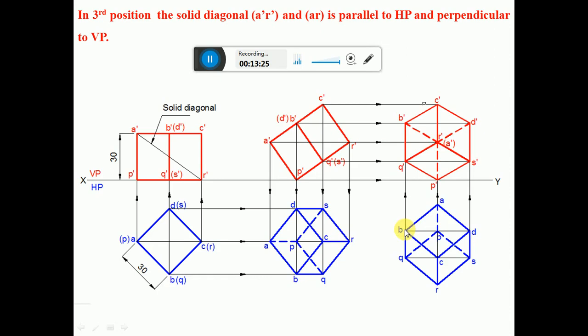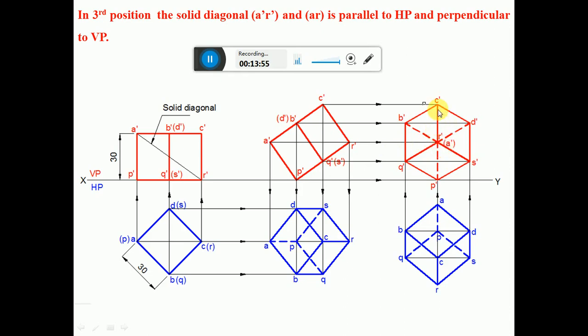Similarly, draw a vertical projector from B and Q, and draw a horizontal projector from B dash to intersect at B dash, and then draw a horizontal projector from Q dash to intersect at this point Q dash. Then similarly, draw a vertical projector from D and S, and draw a horizontal projector from D dash to intersect at this point D dash, and similarly draw a horizontal projector from S dash to intersect at this point S dash, and name them. Once you name them, then join.